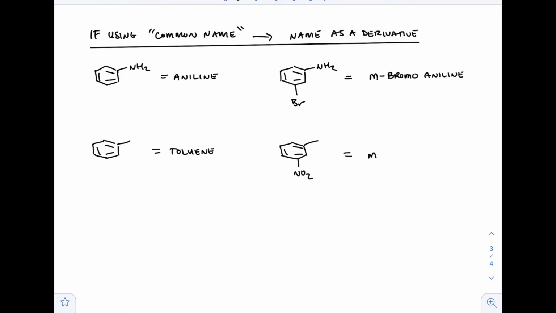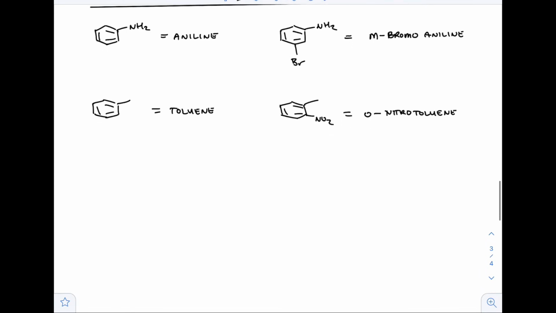So we have a nitro at the meta position. Now we should change that. Let me put it at the ortho position. So we've got ortho, nitro, toluene. So this actually brings up some really fun stuff.